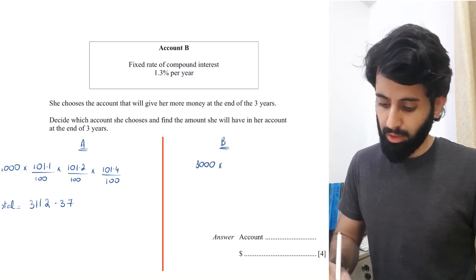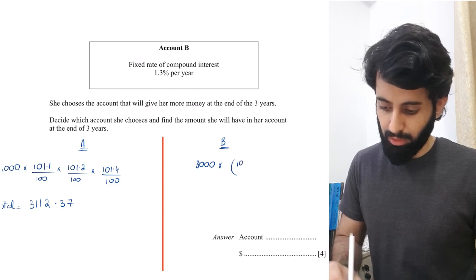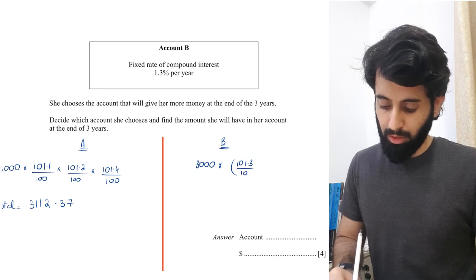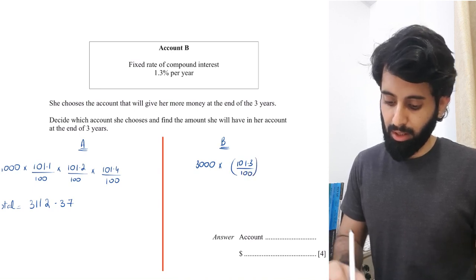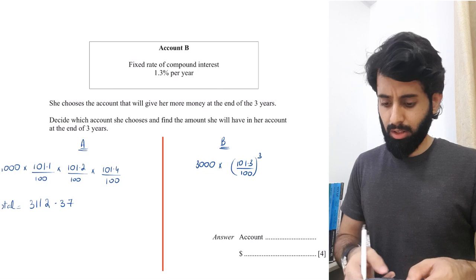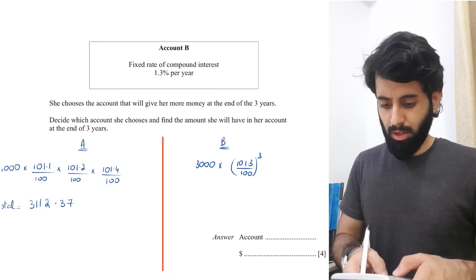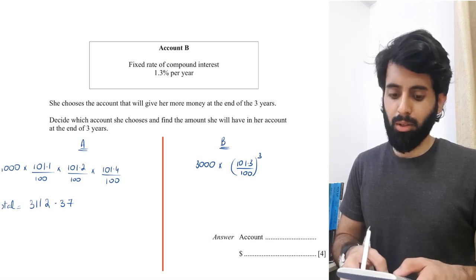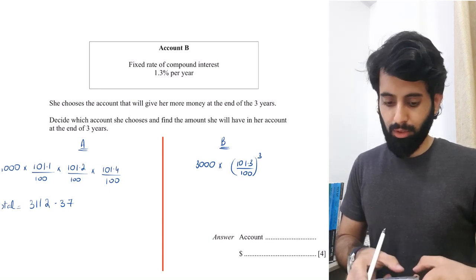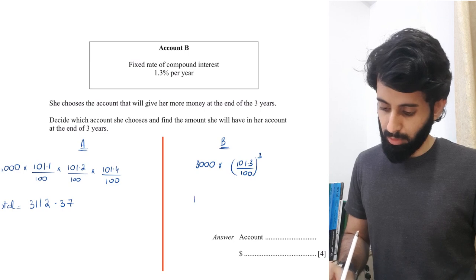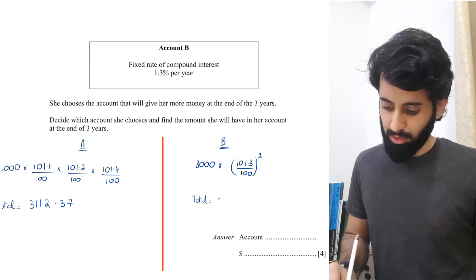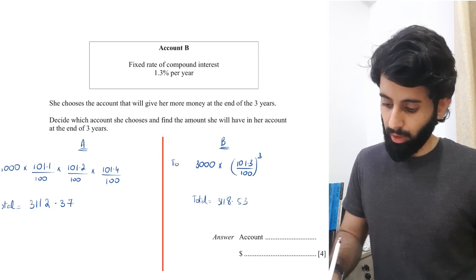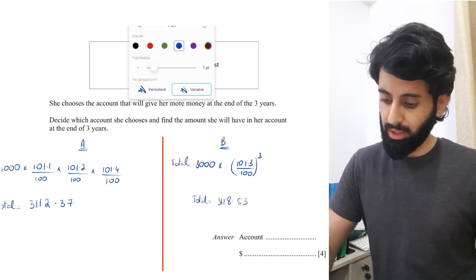You have $3,000 which you're investing in an account which gives you 1.3% per year simple interest. So that means your money will increase by 1.3% every year, and you're doing this for 3 years. So let's see, 3,000 times 101.3 divided by 100, raised to the power of 3. So this turns out to be 3,118.53.